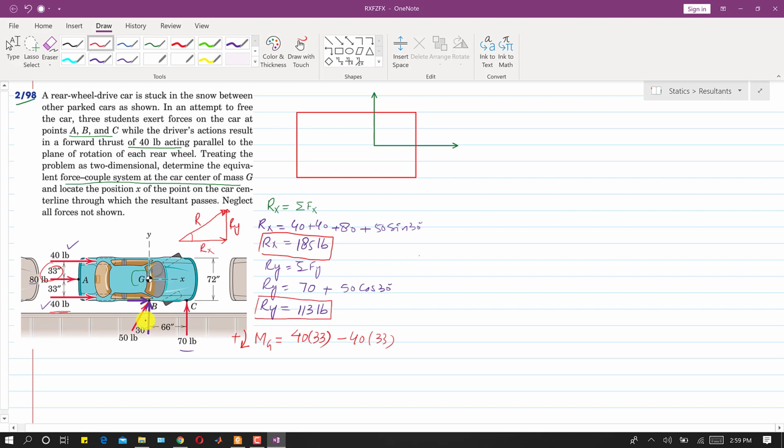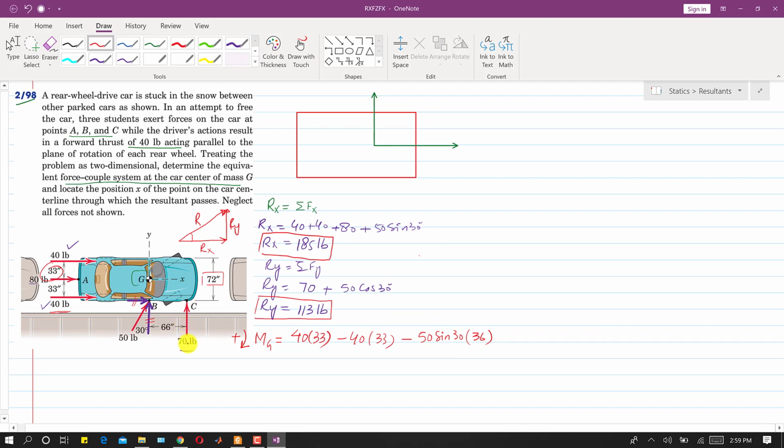Similarly, if I talk about these two components, this component is passing through G, so it will not produce any moment, right? Only this sine component will produce moment about G, and this will produce counterclockwise moment, so I will write minus, and it is the sine component, so it will be 50 sine of 30 degrees, and the perpendicular distance of this component from G is 72 divided by 2, right? So it is 36 inches.